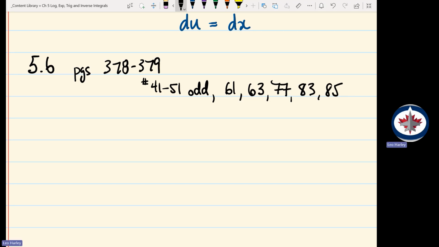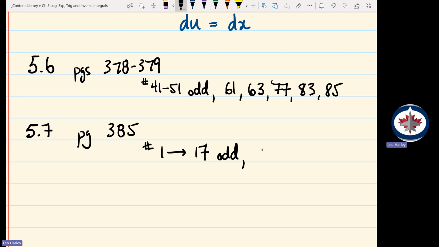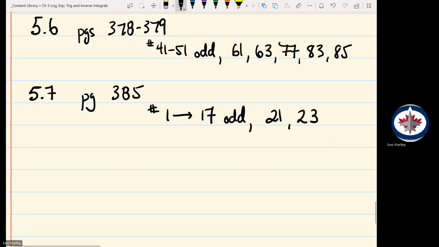Then we're going to jump into 5.7. This is on page 385, and you'll do numbers 1 through 17, odd. And then 21, 23. Have fun with them. Some of them are pretty straightforward, but some of them you will have to be creative with. Good luck.